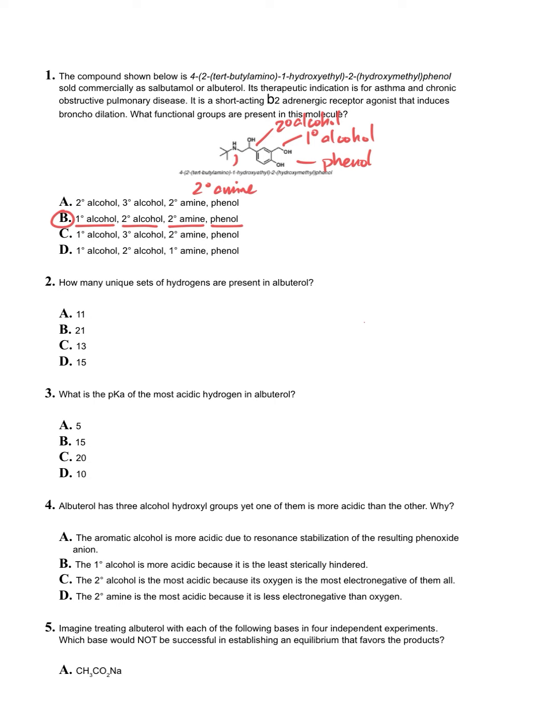So we'll go ahead and change the pen color here and just identify them with green. So we have this H, so 1, 2, 3, 4, 5, 6, 7, 8, 9, 10. Then the methyls are all 1, so that's 11.